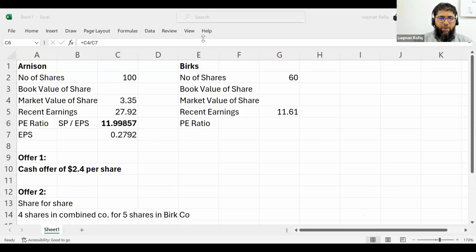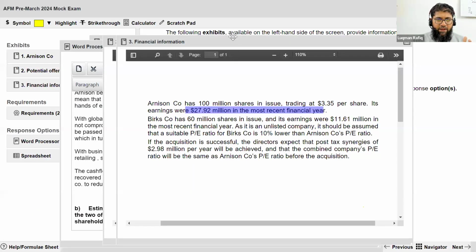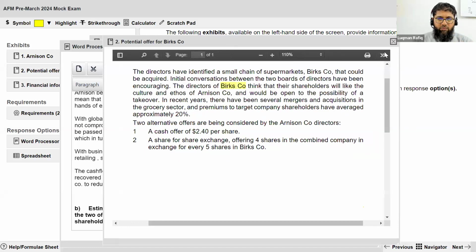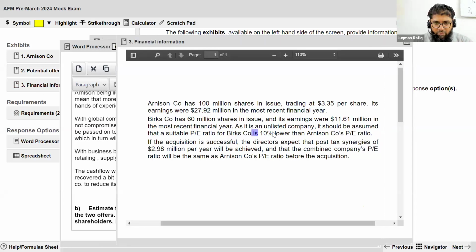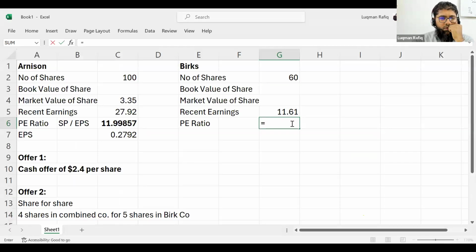Okay, so this is what the EPS is, this is what the P/E ratio for this company is. Now what next is there? The next situation is that it says the suitable P/E ratio for Burks company is 10% lower than Arneson company's P/E ratio. So the P/E ratio here is going to be this multiplied by 90%, because it is going to be 10% lower.